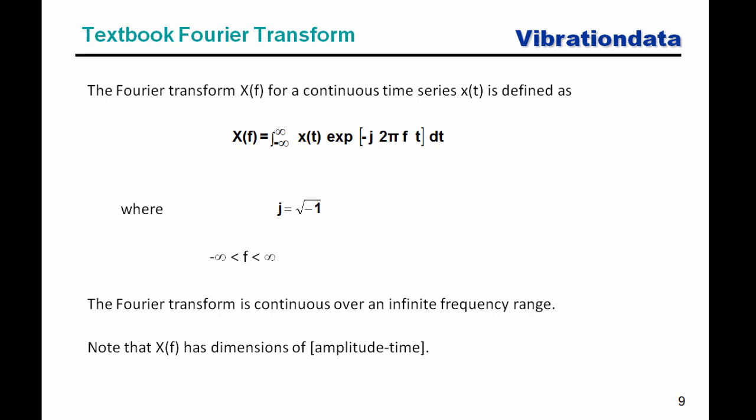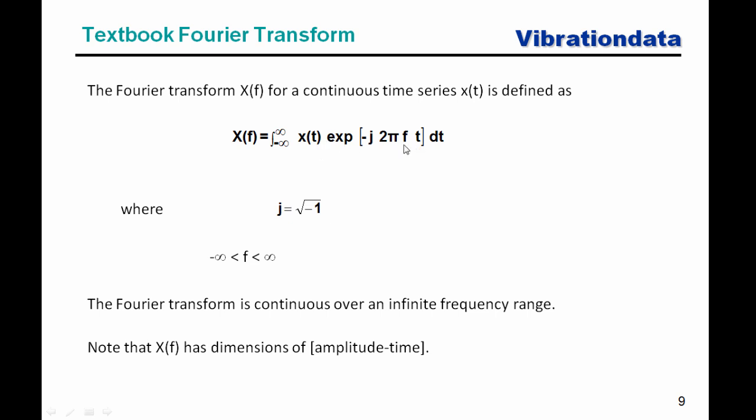So now we're going to get into the real complex theory in the mathematician's world. This is the mathematician's textbook Fourier transform. The Fourier transform, in this case, we have uppercase X as a function of frequency f. For a continuous time series, lowercase x as a function of time, it is defined as, okay, now here we have an integral. The continuous time history goes right here. It's embedded in the integral.